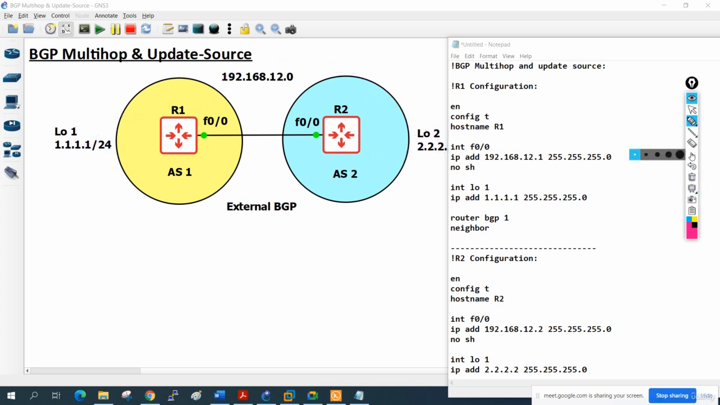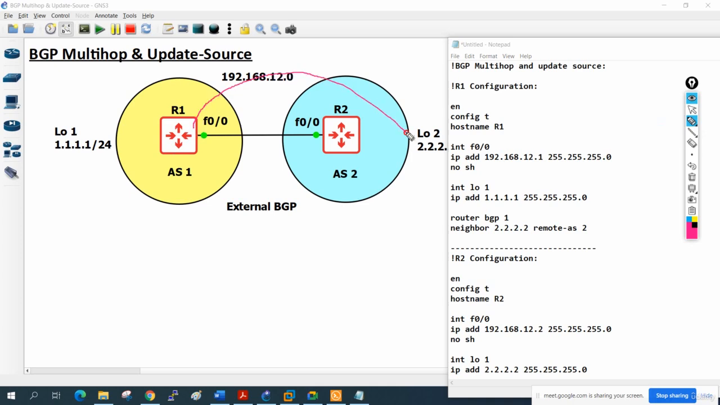So what I will do here, I will write neighbor and the neighbor IP. What is the neighbor IP? 2.2.2.2. After that we will write remote-as, and what is the remote AS? 2. If you see, this is remote AS 2. With this command, what did I make? I make the neighbor.